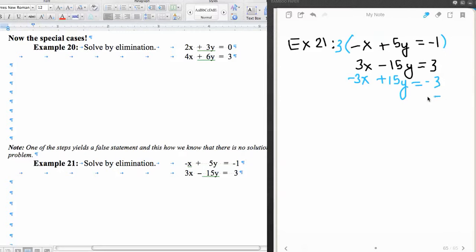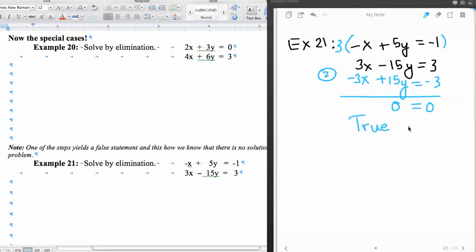And now the next thing I want to do is add these two equations together. So 3x minus 3x is 0. That's what I wanted to happen, so I don't write anything. Negative 15y plus 15y, I didn't expect this to happen, so I'm going to write a 0. Remember, don't write 0y, just write a 0. And then 3 plus negative 3, again, I didn't expect that to happen, so I'm going to write the 0 there. And then I have the statement 0 equals 0. Well, that is absolutely a true statement.